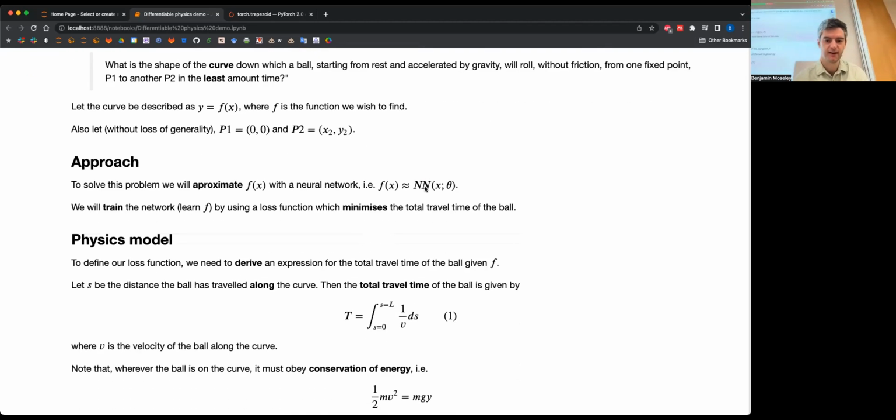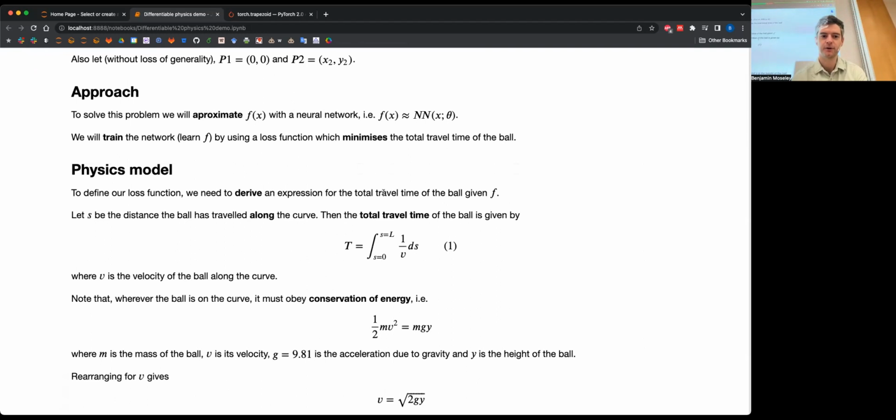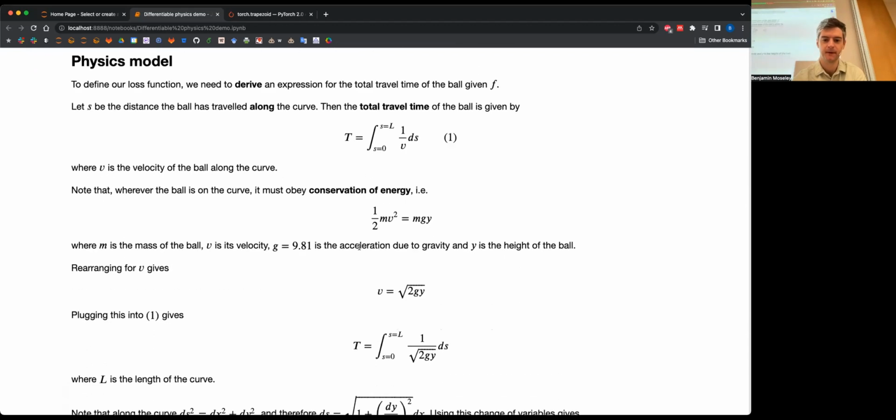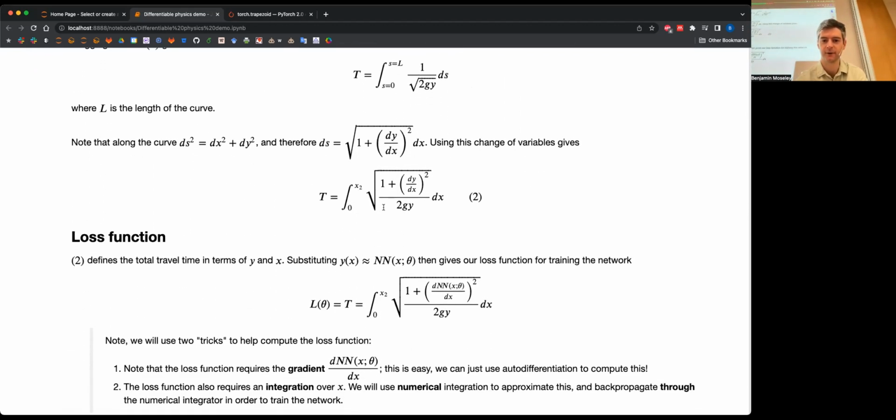Okay, so I'm not going to go through the physics model in detail. It's trivial enough to derive an expression for your capital T here, the total time it takes for the ball to travel. So I'm just going to skip to the final expression. It turns out it's this integral.